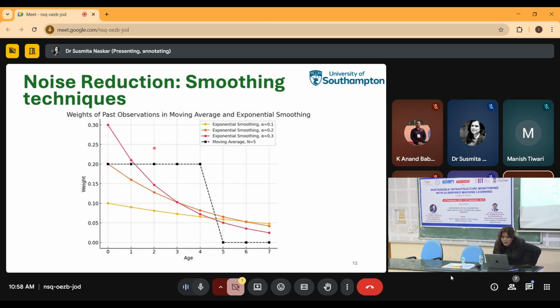The black dashed line, this one you can see here, is a 5-point moving average, okay? The last 5 observations each get a weight of 0.2, and anything older than that gets 0. So you can see that after that everything is 0, right? The colored lines, the yellow, red and orange ones, are exponential smoothing with different alpha values, okay. With a moving average, you get a hard, fixed window with equal emphasis. We use exponential smoothing when you want to weight the data differently.